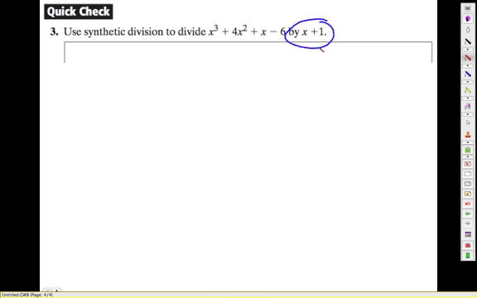First, what I'm going to do is take this x plus 1 and set it equal to 0. So x plus 1 equals 0. We subtract 1 from both sides, so my magic number is going to be -1. The -1 goes right here in this little box. Then I take all my coefficients for all of the terms and the constant. So this is going to be a 1, this is going to be a 4, this is just 1, and this is a -6.